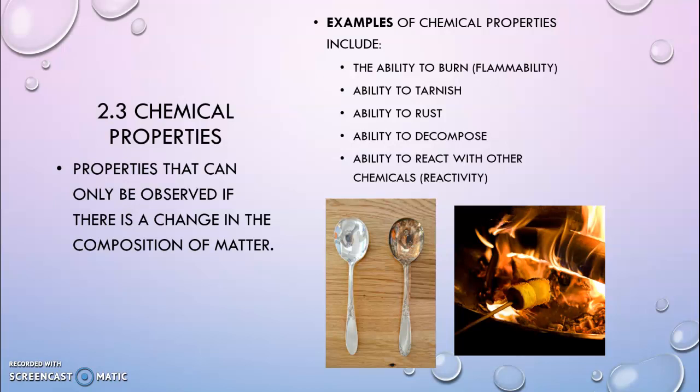Some examples of those chemical properties would be the ability to burn. Anything that's flammable, flammability is definitely a chemical property. There are materials that resist burning, and there are materials that burn very, very easily and in a very rapid fashion. So flammability is one of the properties we'll look at.